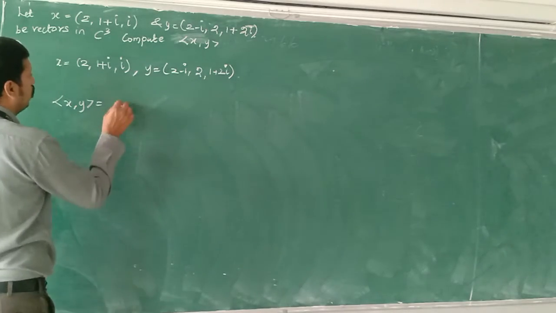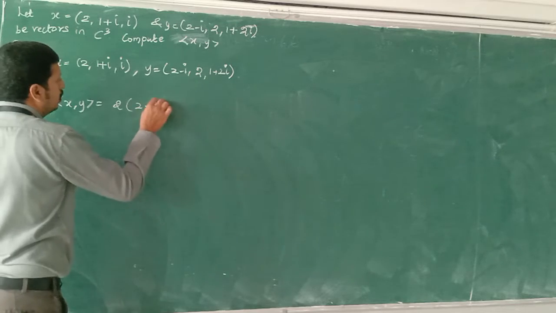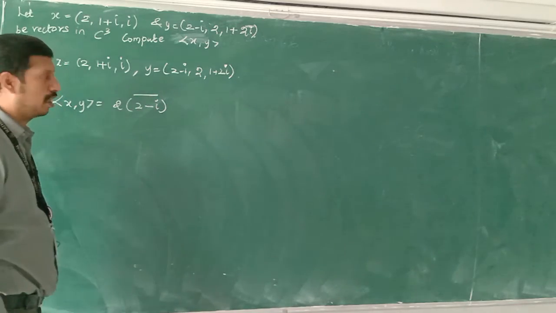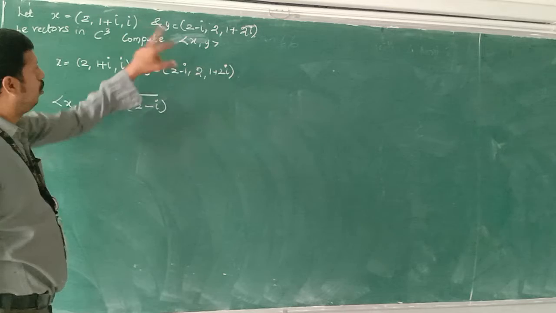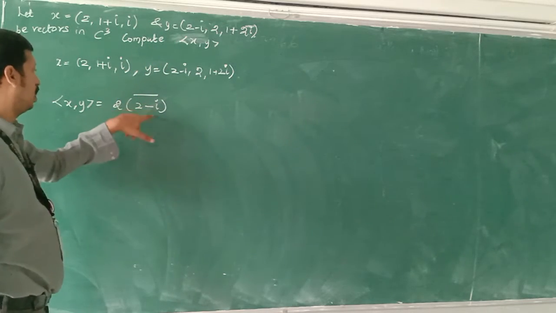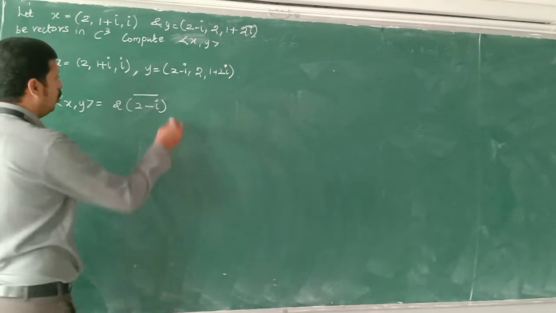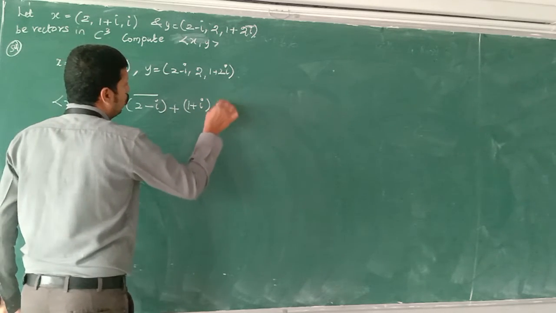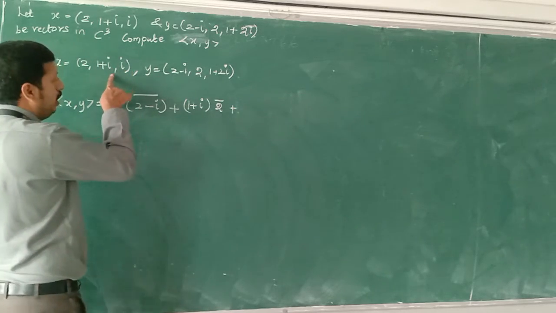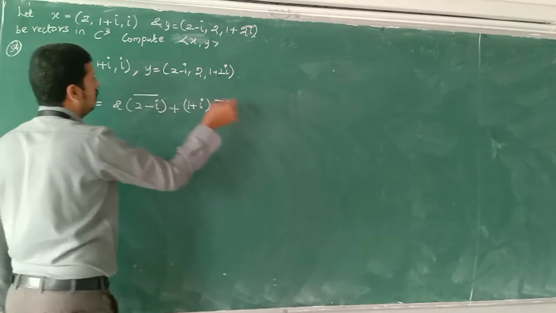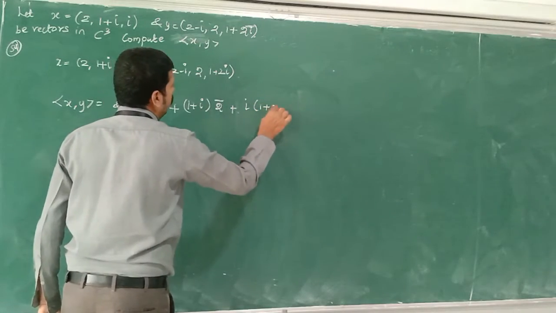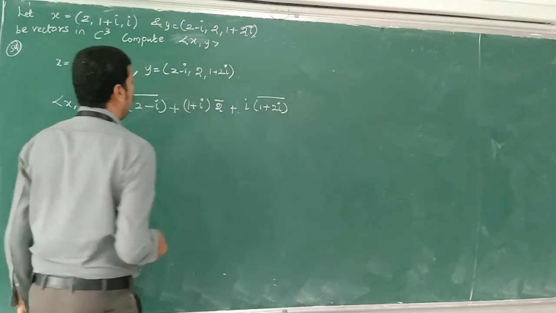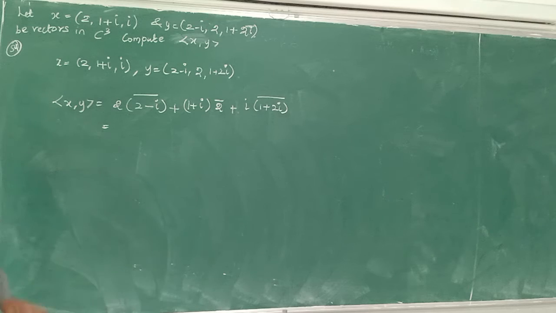What you have to do is take the conjugate of each term of y. So we get 2 times the conjugate of (2 minus i). Next, 1 plus i times the conjugate of 2, plus i times the conjugate of (1 plus 2i). That's all. We have to calculate this and get the result.